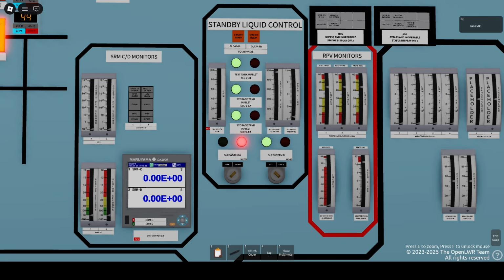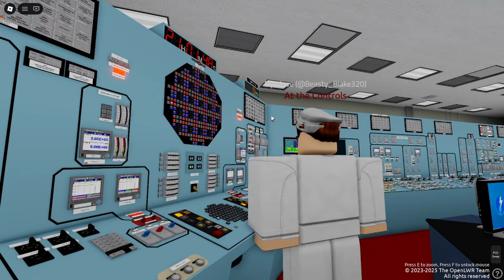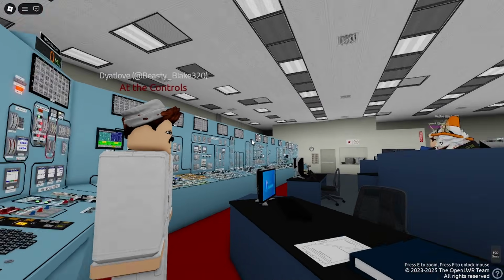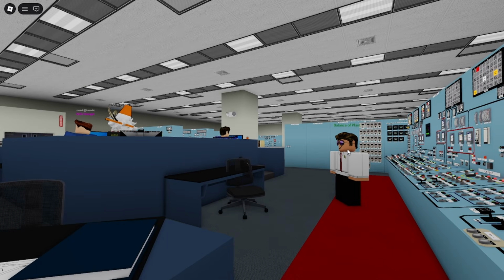I'm initiating SLC. System flow is approximately 86 gallons per minute and tank level is 4,800 gallons. I understand that's SLC initiated with a flow of 86 and a tank level of 4800. That is correct, CRS.